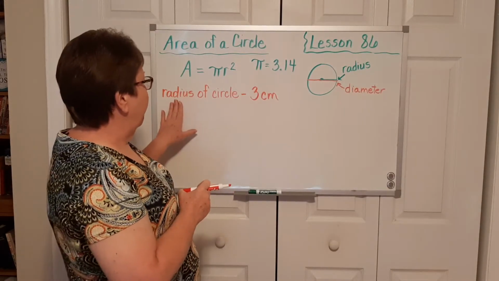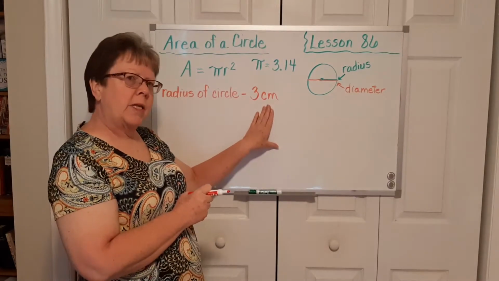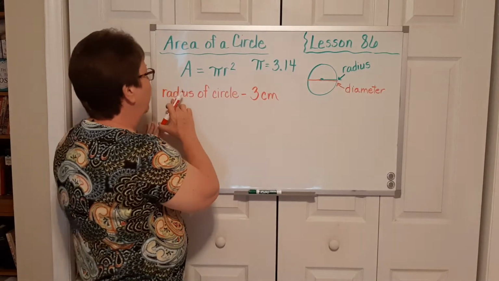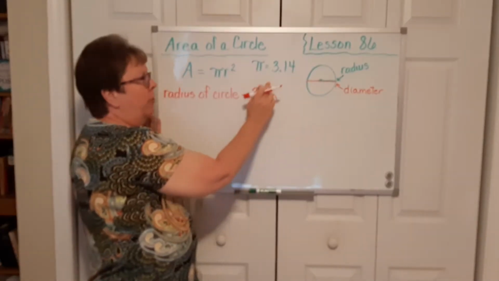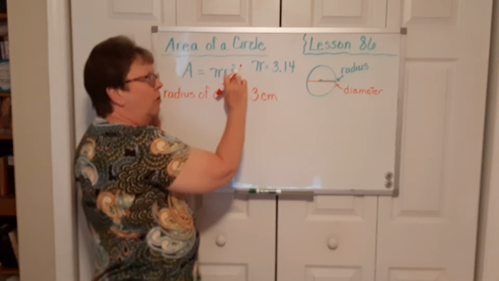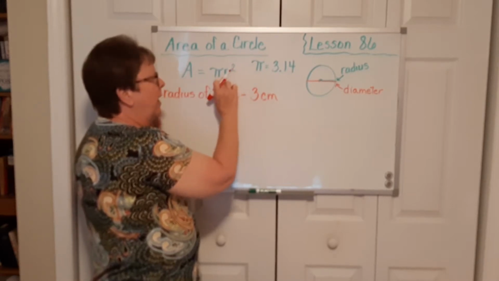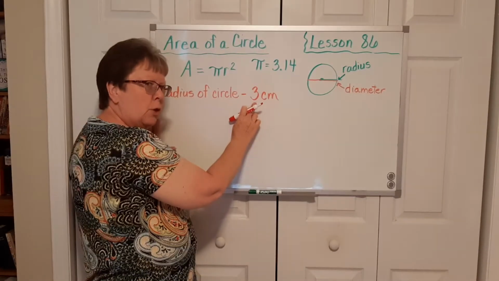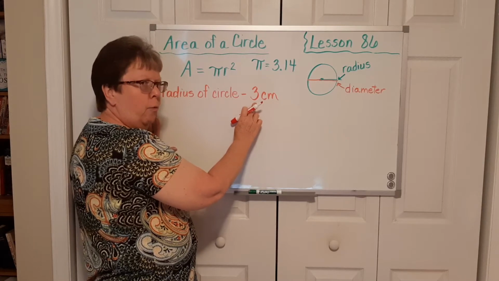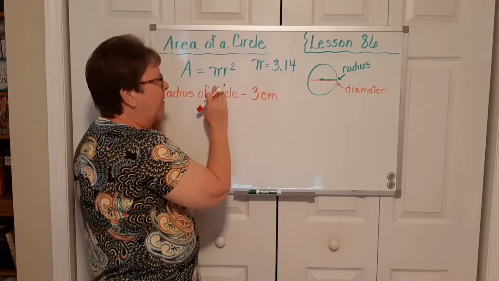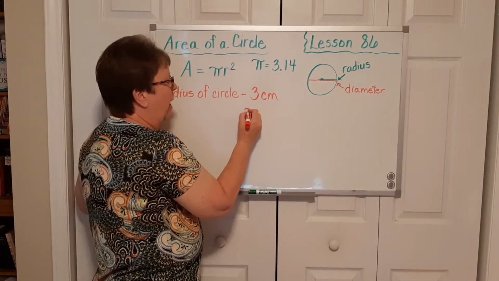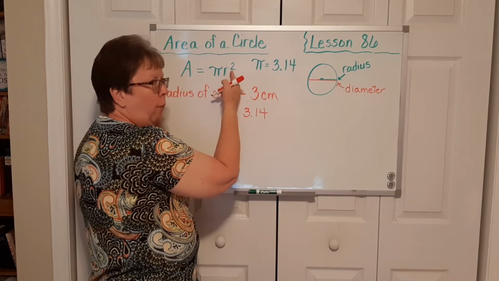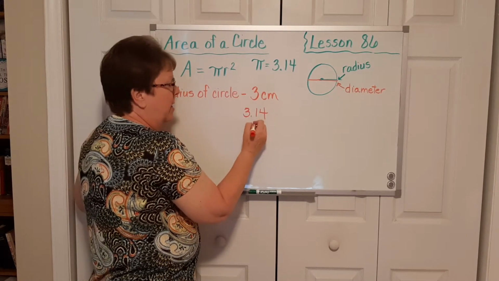If I tell you the radius of a circle is 3 centimeters, and I ask you to find the area, this is what you'll do. Once you know the radius, which is 3 centimeters, you've got to square that. That little 2 means you multiply the radius by itself, so 3 times 3 is 9. Then I multiply that by pi, so 3.14 times 9.